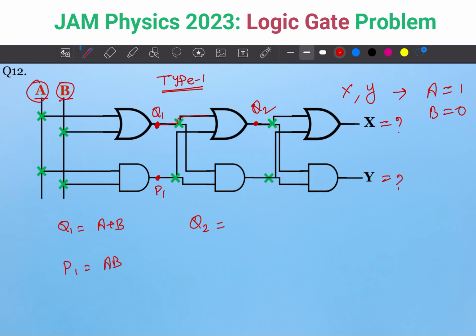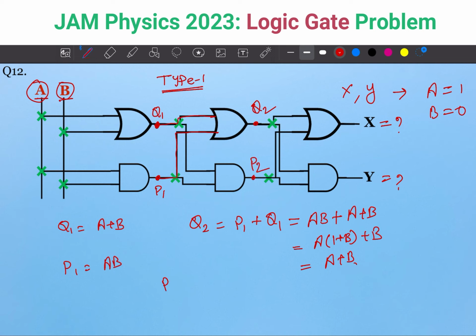This will be one input, and another input is P1, right? So you can write down P1 plus Q1. P1 is AB, and Q1 is A plus B. If we simplify this expression, we will get A into 1 plus B plus B. So what will be the value? A plus B. Okay, and this is the P2.